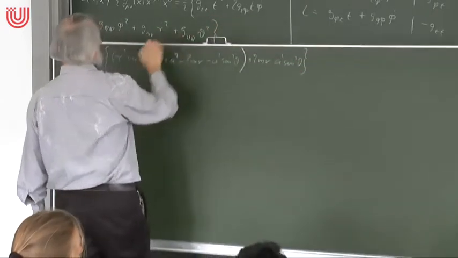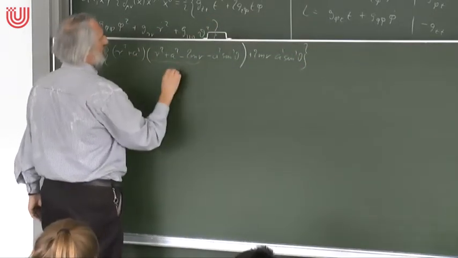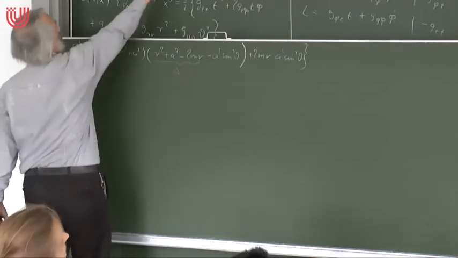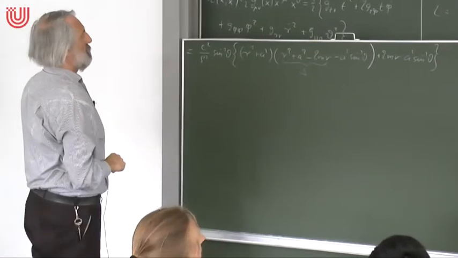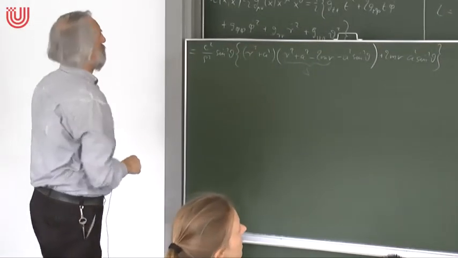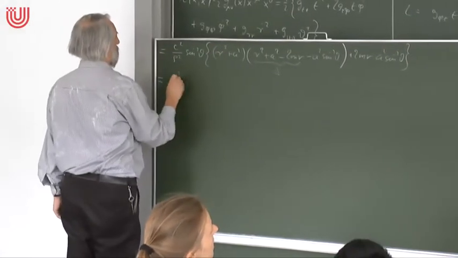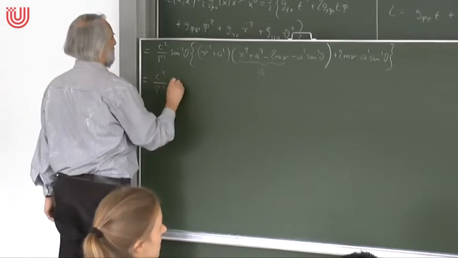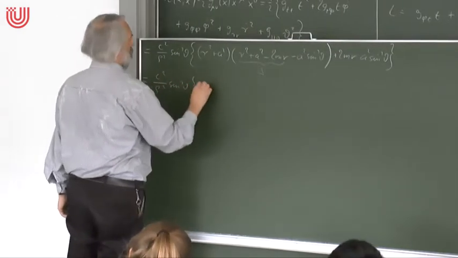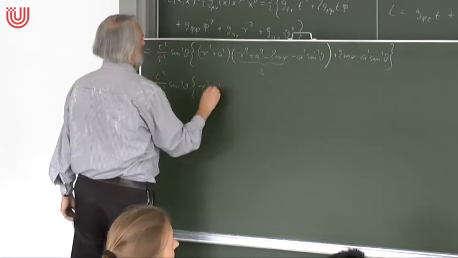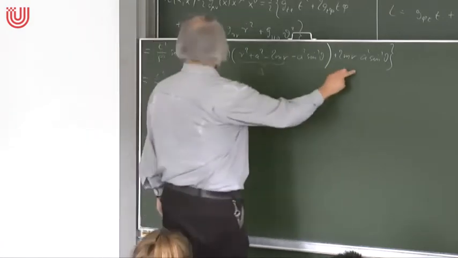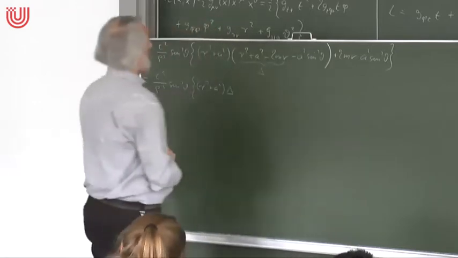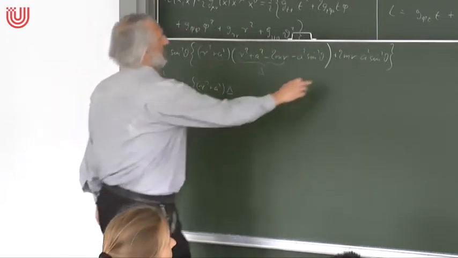Oops. And this here is, if you remember, just delta. It's still written here. And the rest, yes, I think it works. So this is R squared plus A squared times delta. What about the sign? Yes, I think it's fine.